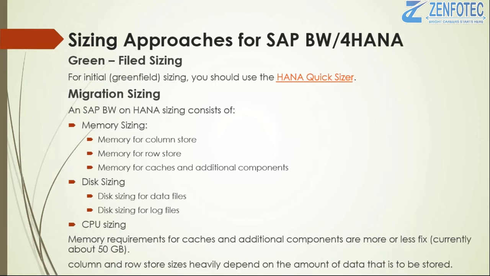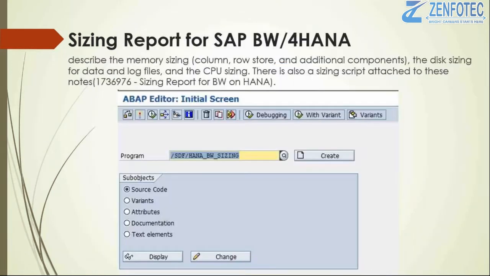So if you see the sizing report, this is the sizing report. If you run this sizing report, you will see these options. Here, don't select anything. Just take the default one, because you won't get all this data.